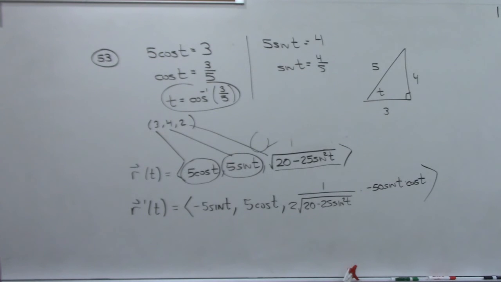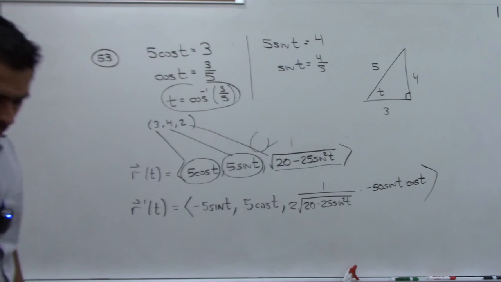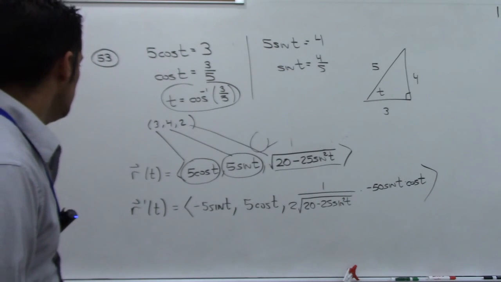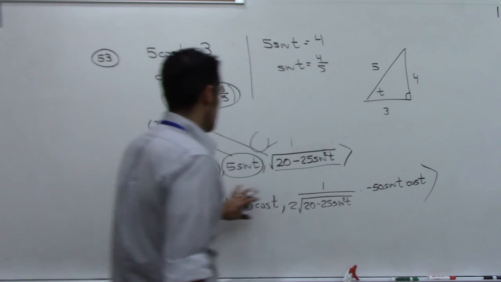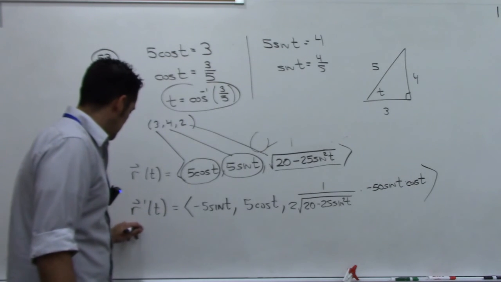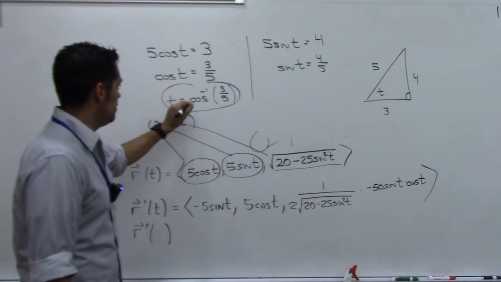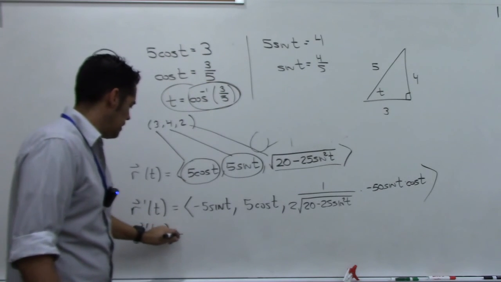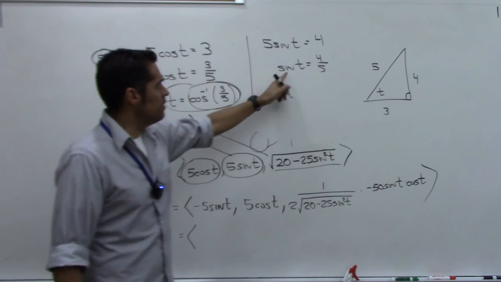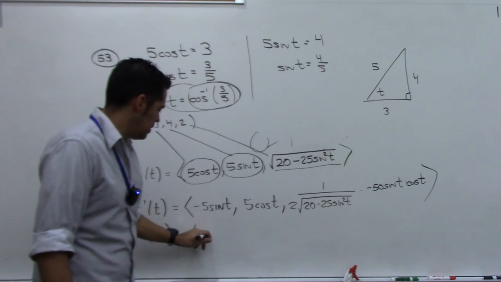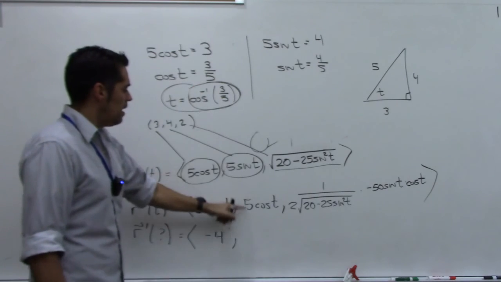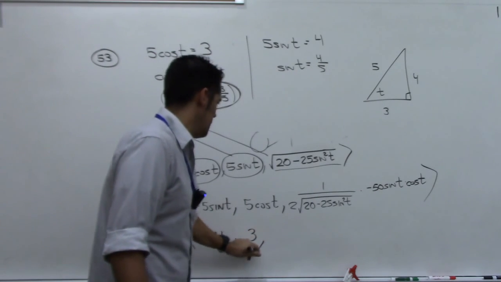All right, so once you have t, you can go and get the value of the derivative at that t. So watch how I'm going to do this. This is going to be very clever. What is the derivative of the function at the t, which is this value, which I'm going to say I don't know what it is? Well, it's negative 5 sine t. Well, what was sine t? 4/5. So what's negative 5 times that? What's negative 5 times 4/5? Negative 4. Okay, 5 cosine t. What was cosine t? 3/5. So what's 5 times 3/5? Well, that's just 3. This one might be a little bit harder.